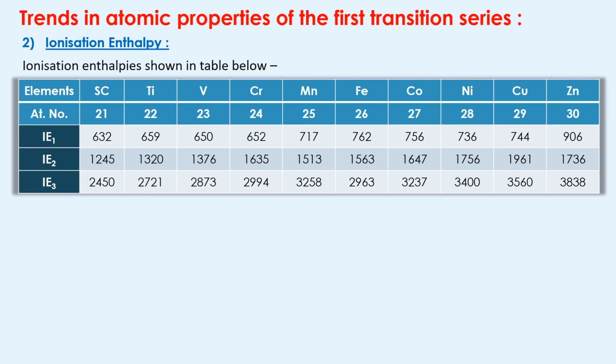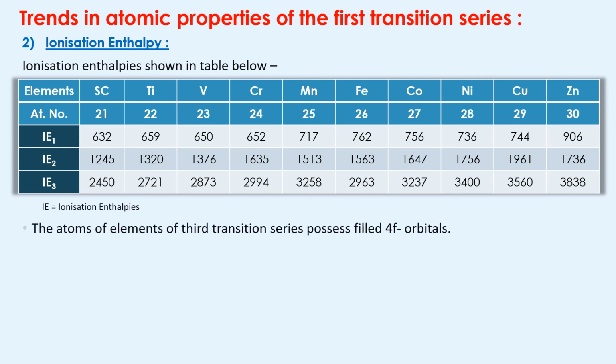But now you have seen only the first ionization enthalpy, for scandium to zinc. So what is your observation? For scandium it is 632. Then its value goes on increasing till zinc. Means ionization enthalpy increases from left to right in the transition series.